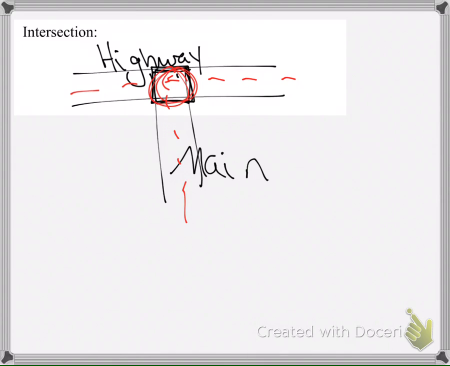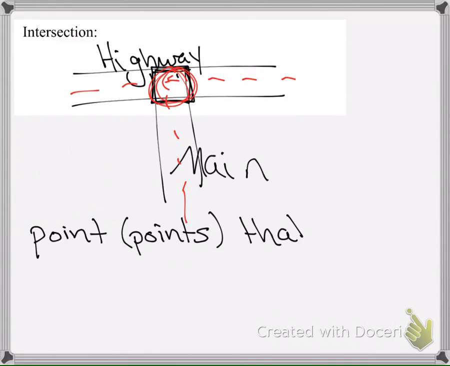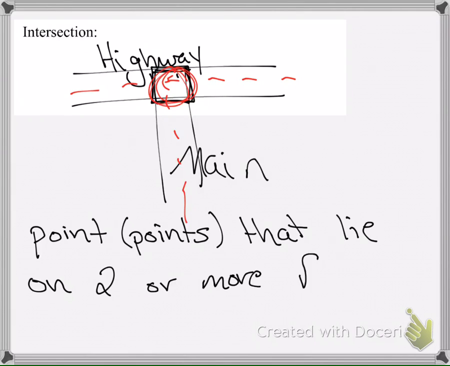So an intersection is a point or points, there could be more than one, that lie on two or more figures. So basically it's any point or points that are on two different figures.